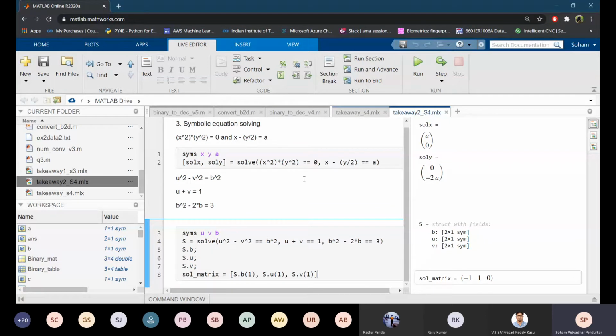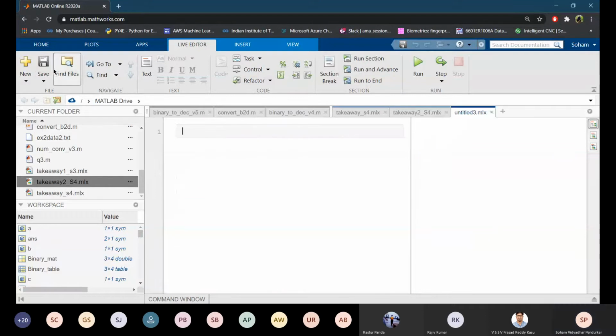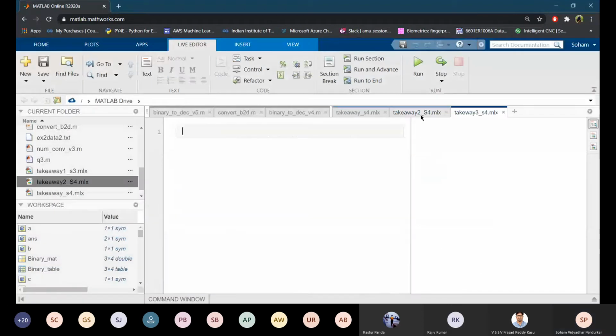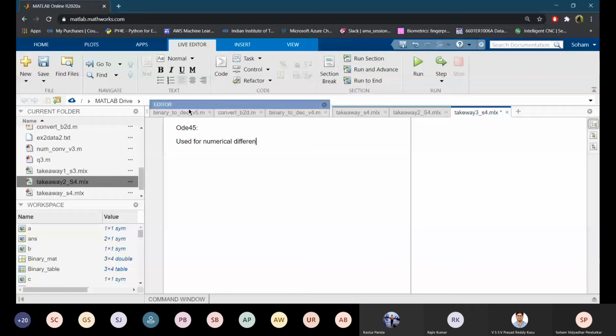I think this is it for the takeaway. Let me save and create another file. So ODE45 is used for numerical differentiation. You will use ODE45 for finding the solutions to differential equations.